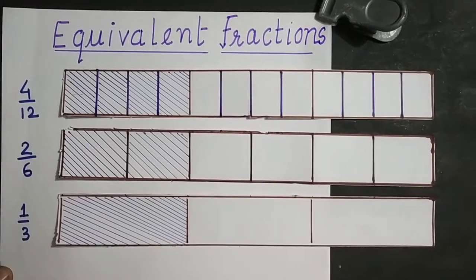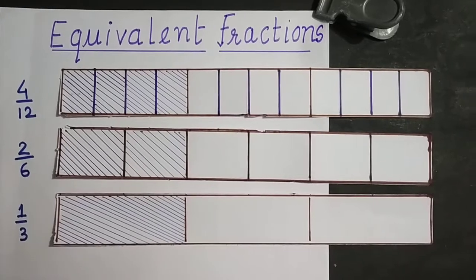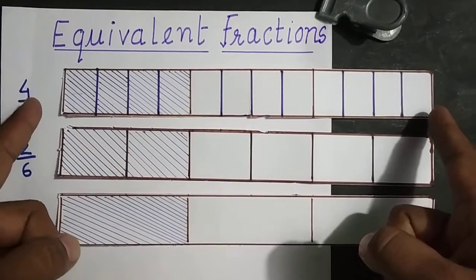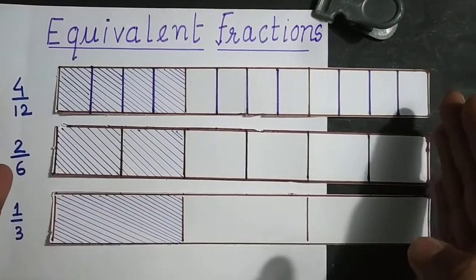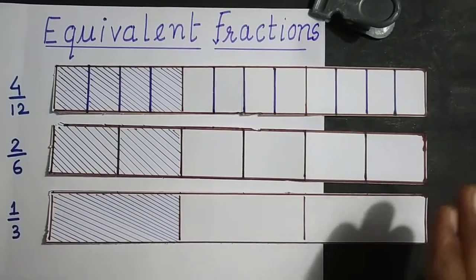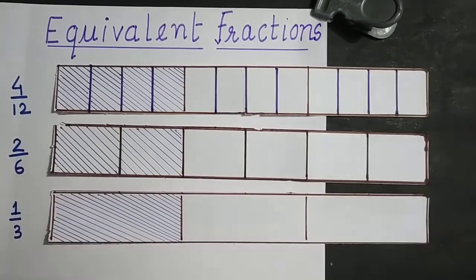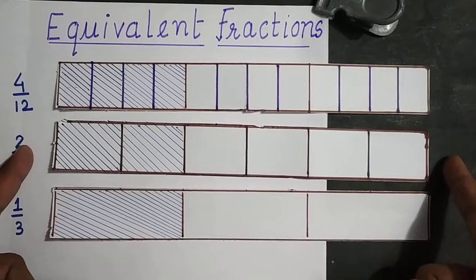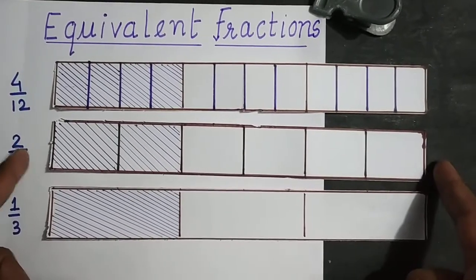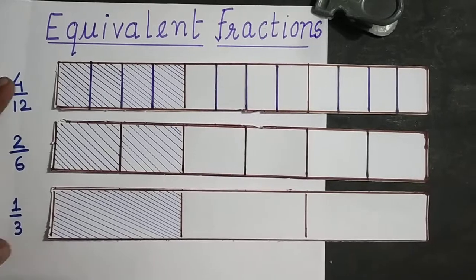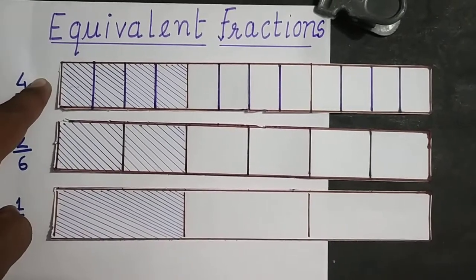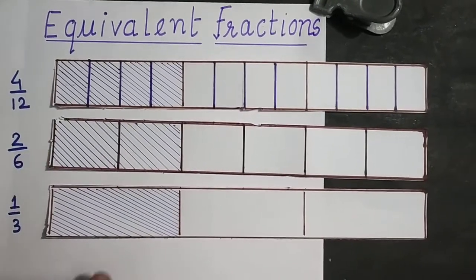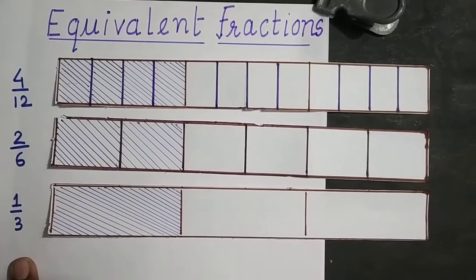Can you see? For the time being, suppose this is a brick of chocolate. This is a long brick, but actually it is not possible, but you have to assume it. This is the brick of chocolate, and one child needs 4 by 12 of this portion. The length of the chocolate is the same here, and here also the length is the same. Child A wants 4 by 12 of this chocolate, child B wants 2 by 6 of this chocolate, and child C wants 1 by 3 of this chocolate.